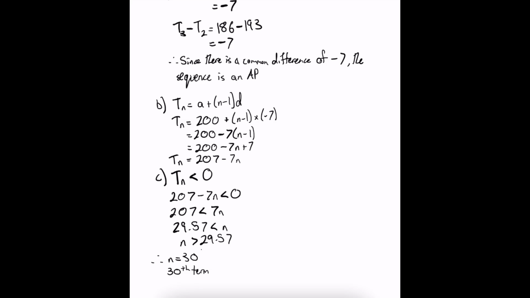So we can't have non-integer numbers as terms. Like if I said what's the half term of the sequence, it doesn't really make any sense, because you can only have the first term, the second term, the third term. No half term exists. And so we look at the first whole number that's greater than the inequality that we've worked out. And that gets us the 30th term.